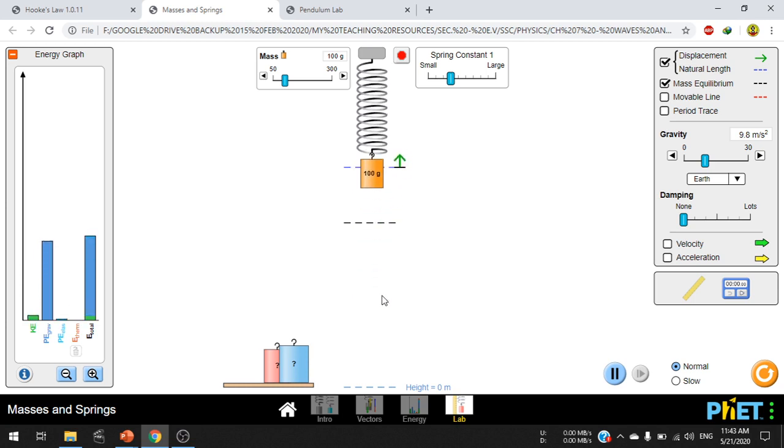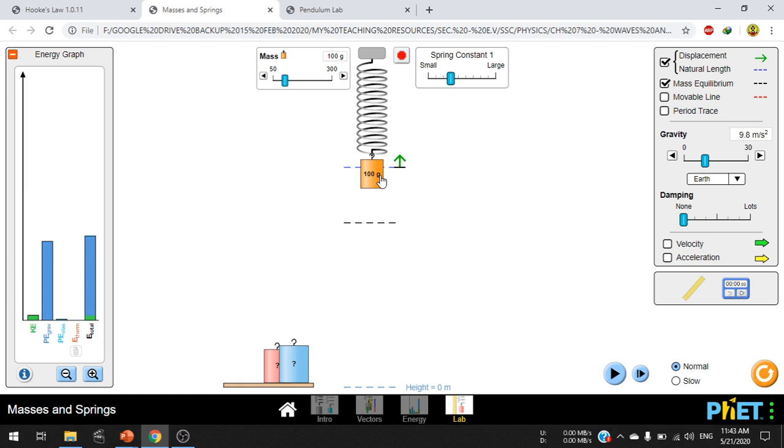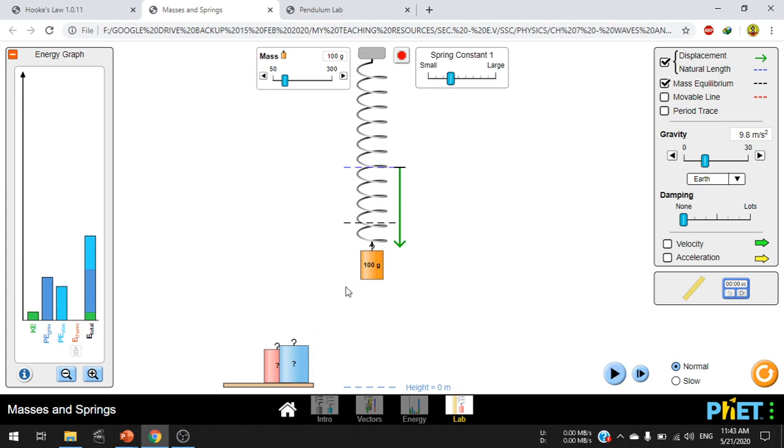And we say the restoring force, when the object is at the top, then the restoring force is acting downward, and when the object is at the downward position, when there is downward displacement, the restoring force acts upward.